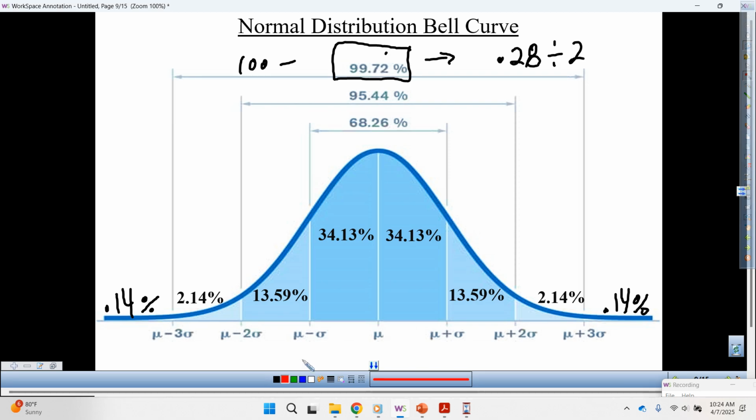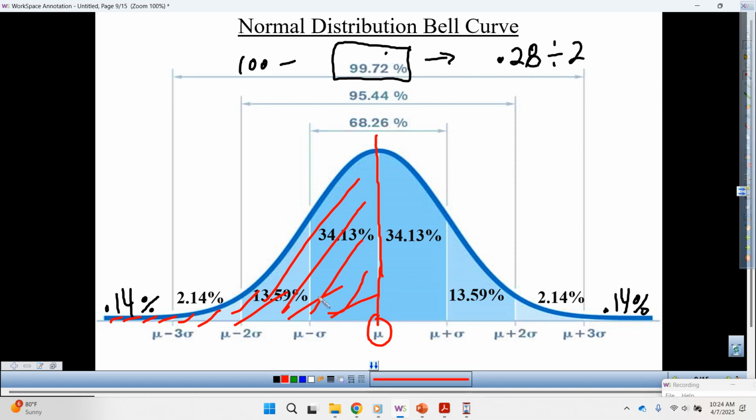Okay. So, with that said, writing utensils down, look up. What if I did this? Here's mu. Without using calculators, tell your neighbor the area in percent to the left of mu. Area in percent to the left of mu. Mu. Percent to the left of mu.